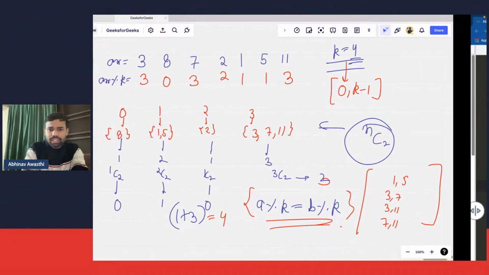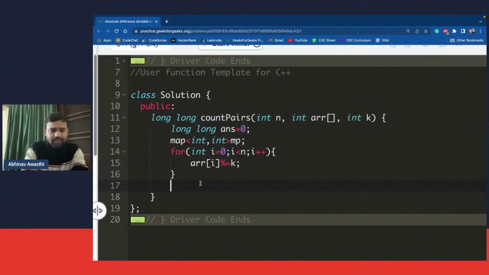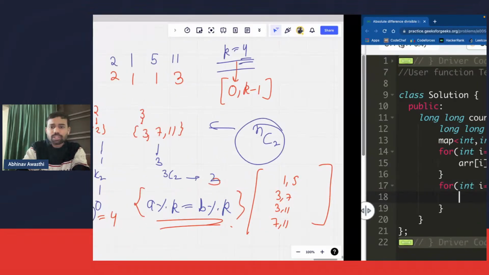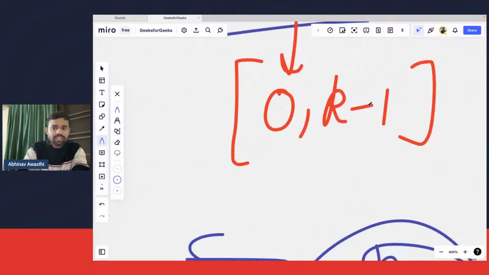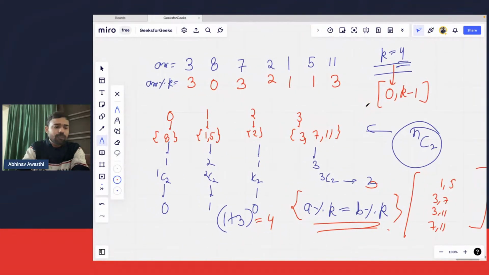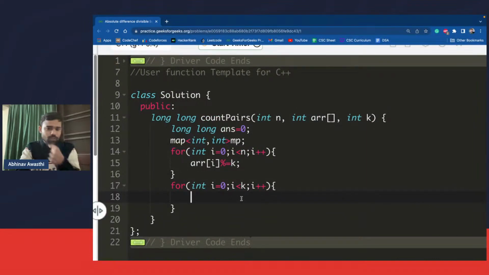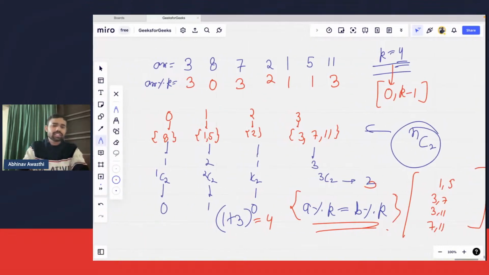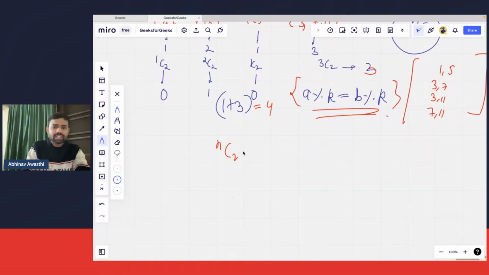After that, we have found the mod k here. Now, as I told you, for each value we have to find it. The mod value ranges from 0 to k minus 1. You can see it is written here. It's 0 to k minus 1. So because it's 0 to k minus 1, we have to loop from 0 to k. And what we will do, we will add answer plus equals nC2. And basically, guys, what is nC2?